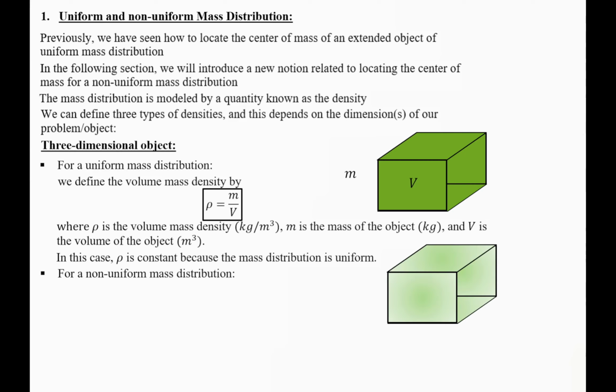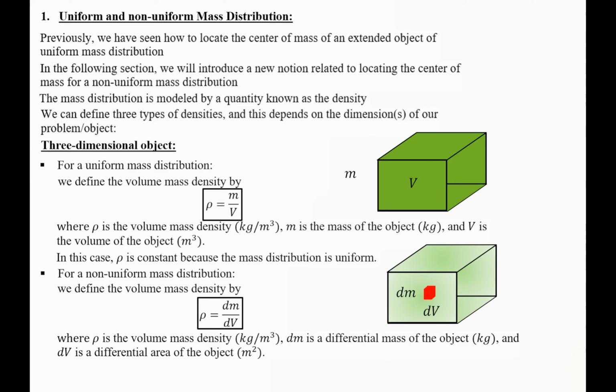For a non-uniform mass distribution, represented by gradient color in this case, we define the volume mass density after we specify a certain infinitesimal part of this object, represented by differential mass dm, and differential volume dV. Rho would be given by dm by dV. All the SI units that we have discussed at the top hold perfectly the same. And in this case, as we said previously, rho would be variable because the mass distribution is non-uniform. Now what we have done in this section is introduce the three different quantities related to mass distribution.